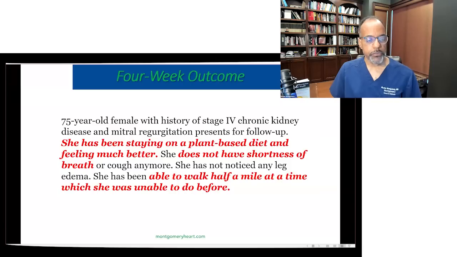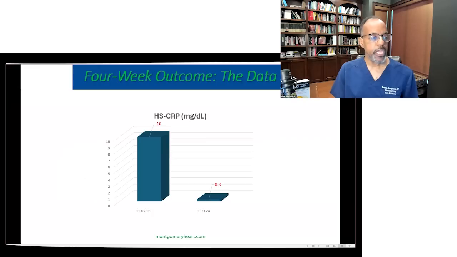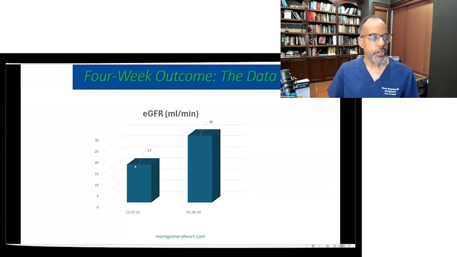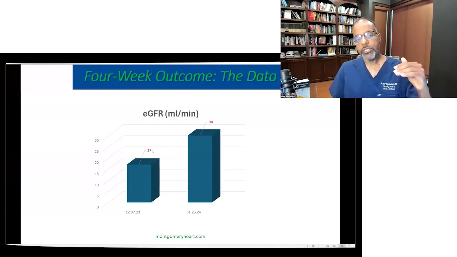After 4 weeks, she was able to walk without shortness of breath, and essentially had more freedom. We reduced some of her medications. The C-reactive protein went from 10 to 0.3. Her GFR went from 17 to 30. At 17, she was near the brink of needing dialysis. A GFR below 15 gets you declared as end-stage renal failure and gets you on dialysis. So she pulled away from that number.